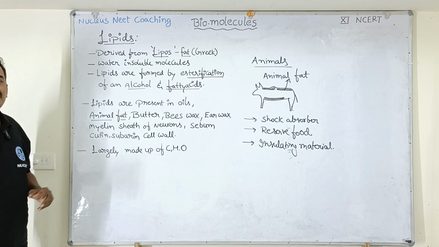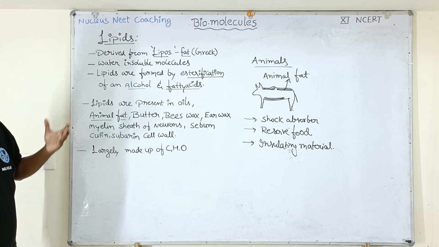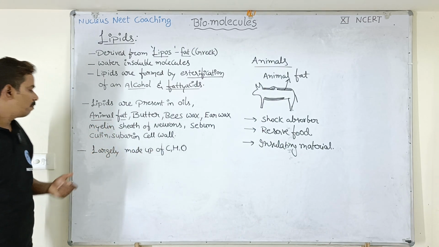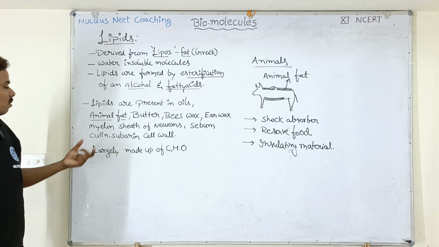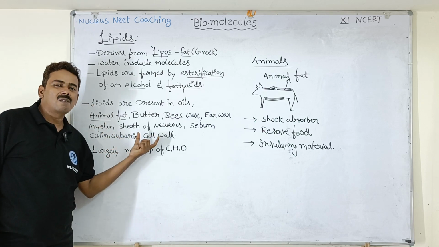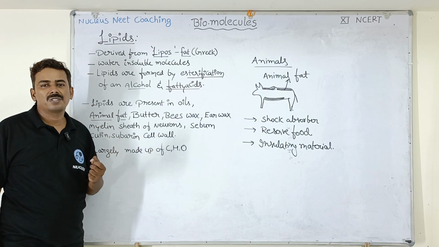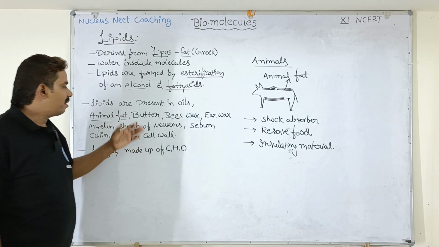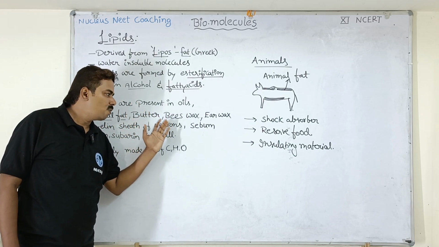Cutin is a waxy material produced by epidermal cells in the shoot system. The cuticle is nothing but cutin. It is a water impermeable material. Lipids are also present in suberin, a cell wall component present in the cork tissue. Suberin acts as another water impermeable material. So like this, I have quoted a few examples here.